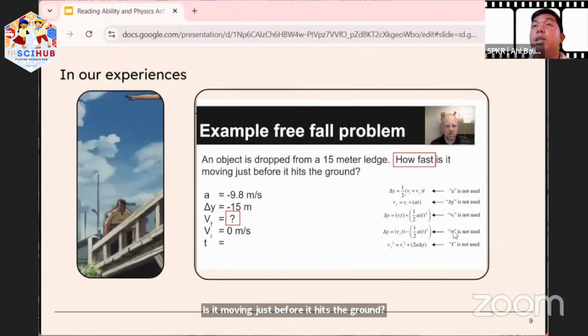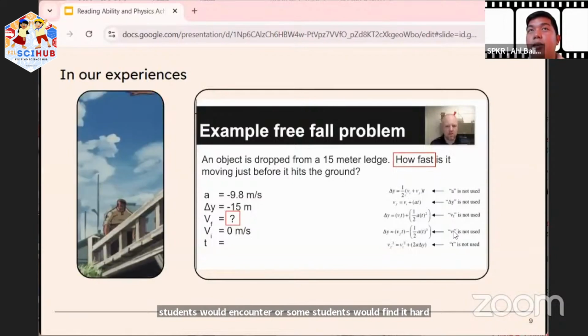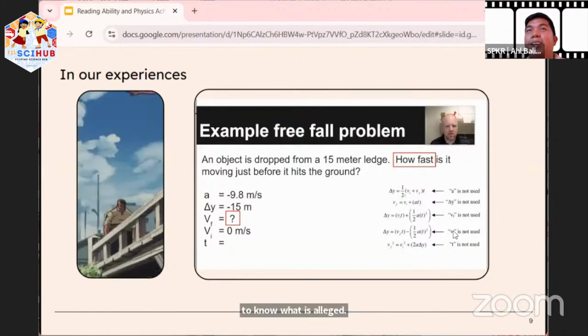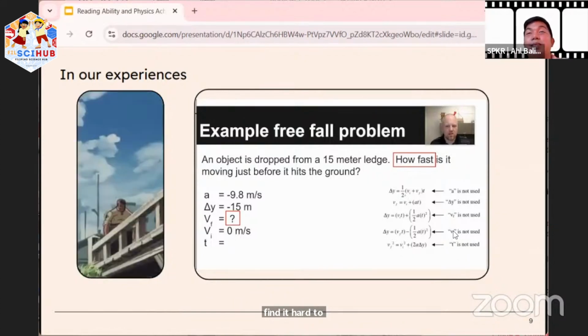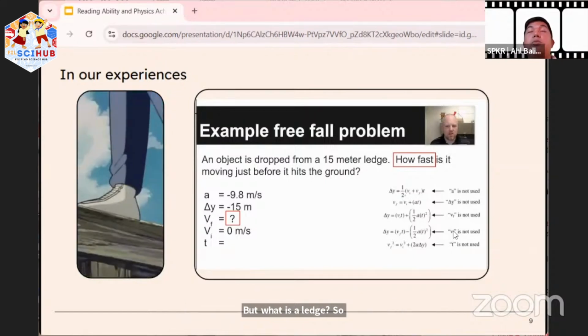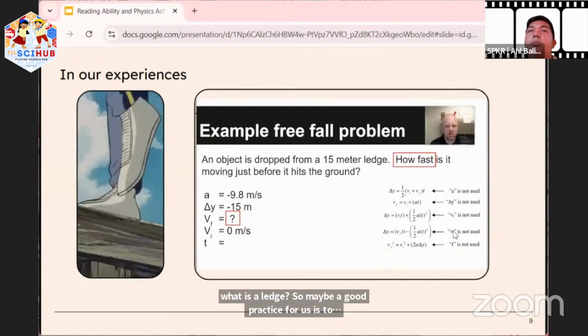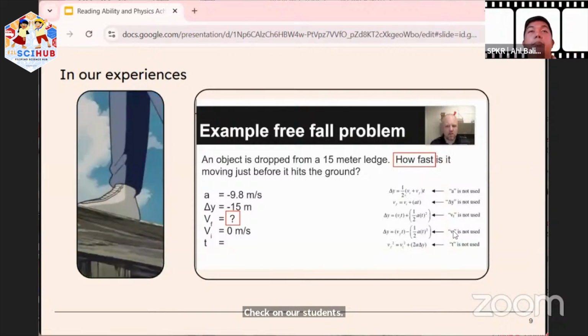Some students would find it hard to know what a ledge is, right? Would you agree with me? Do we have some agreements in? So some students would find it hard to visualize what a ledge is, sir. Okay, so we know that this is a free fall problem, but what is a ledge? So maybe a good practice for us is to check on our students if they are able to understand a specific term or a specific meaning.